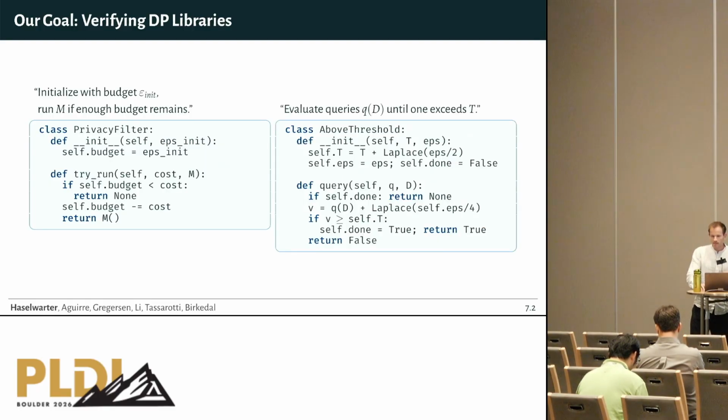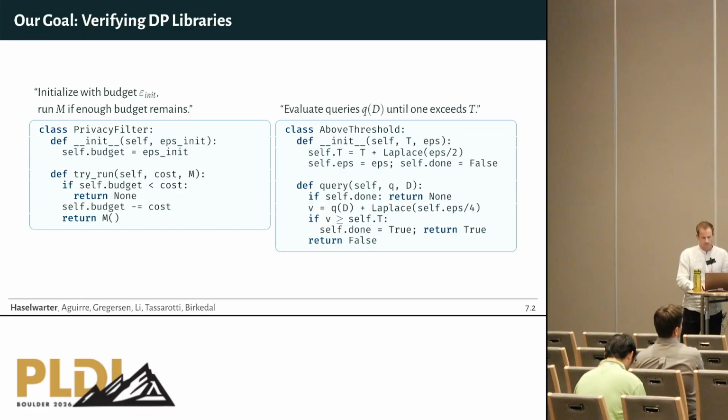There's another classic algorithm that you will find in any of these libraries, which is this above threshold. It was also mentioned in the previous talk. This is a building block for the sparse vector technique. And this one is parameterized by a threshold and then exposes a query function that allows you to execute a query and test whether you're exceeding a threshold, until you find one query that is actually above the threshold.